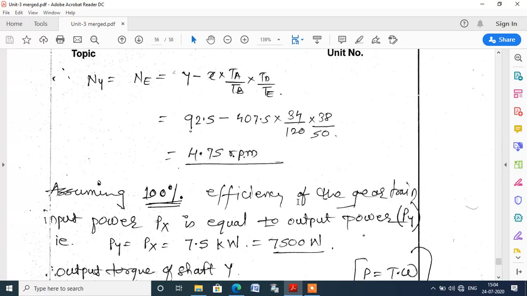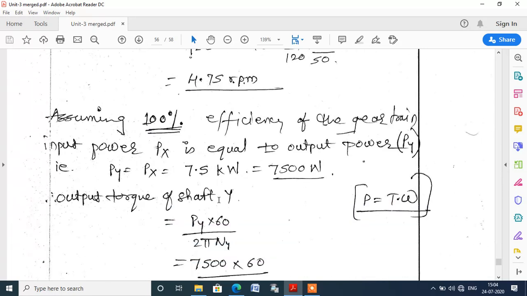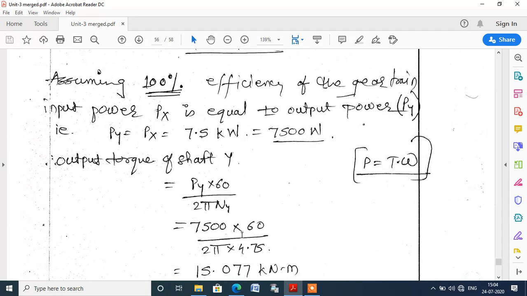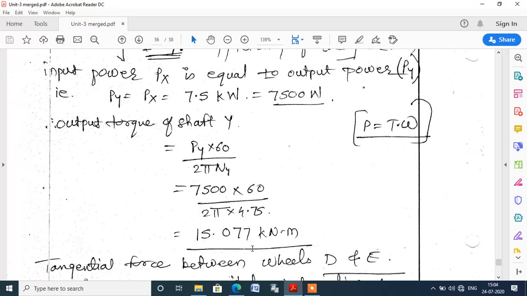So that is 7,500 W. Therefore, the output torque of shaft y is torque equal to power into 60 divided by 2 pi N. So 7,500 into 60 divided by 2 pi into Ny, which is 4.75. So we will get 15.077, it is kilonewton meter, not kilonewton meter, it is Newton meter. Just make a correction. I think you are getting the answer 15,077. So that is Newton meter. If you convert it to kilonewton meter, that is 15.077 kNm.